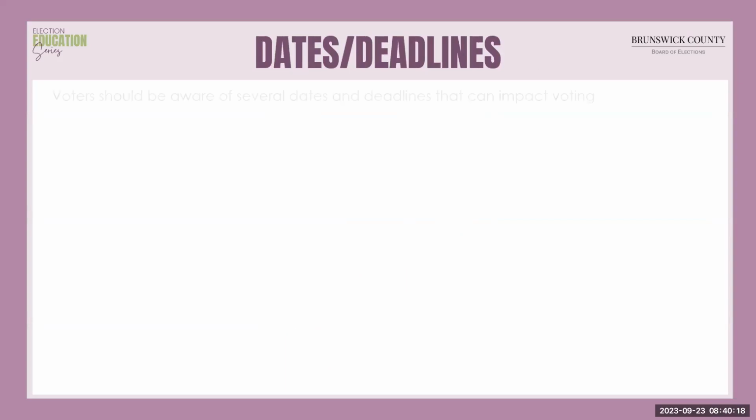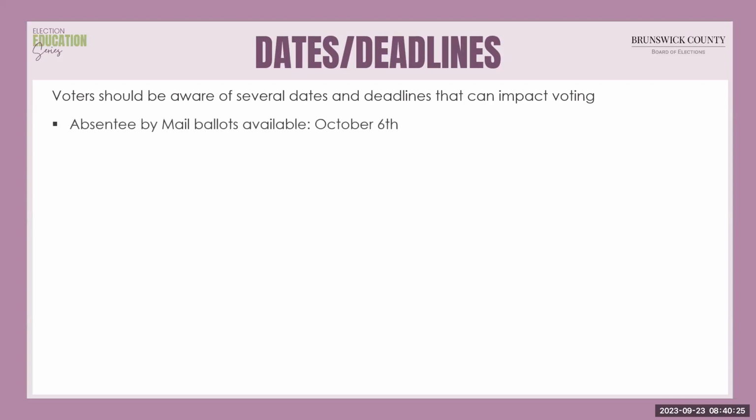There are several dates and deadlines that can impact voters in an election. For example, ballot packets for absentee by mail voters are available as of October 6th. Voters must request an absentee by mail ballot through official channels. For more information on how to vote by absentee, please refer to our absentee by mail presentation on our YouTube channel at Brunswick NC Votes.